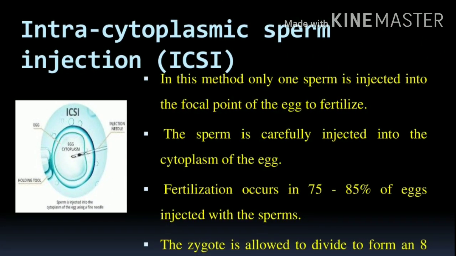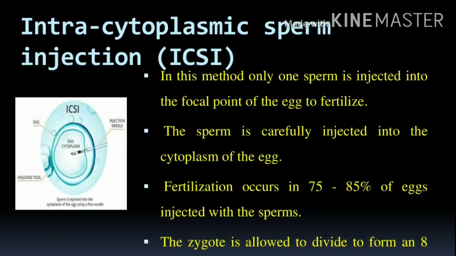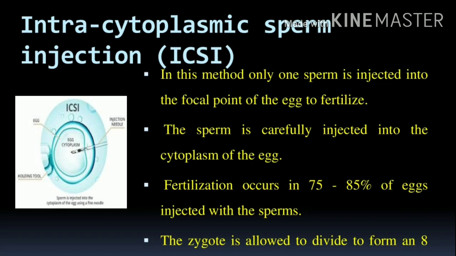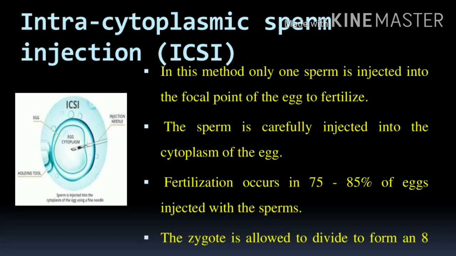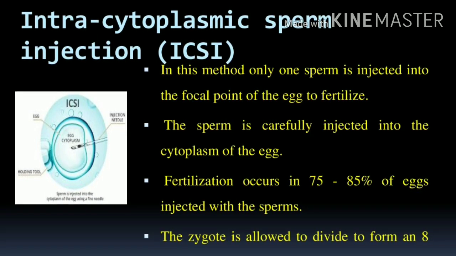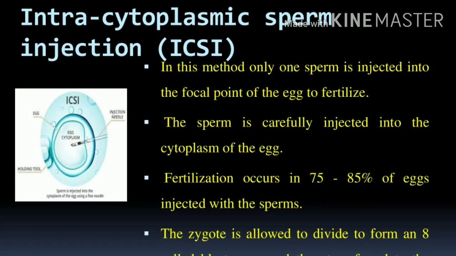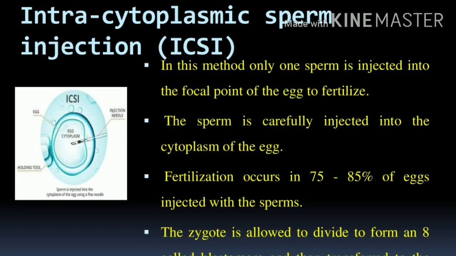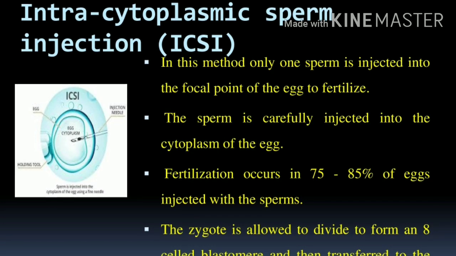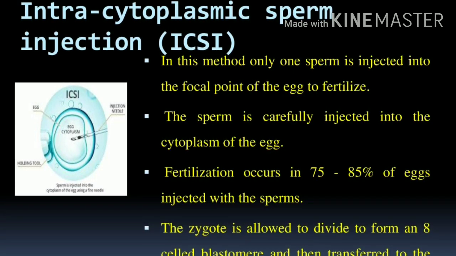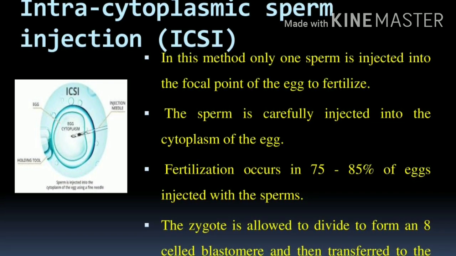Next is ICSI, intracytoplasmic sperm injection. As the name says, the sperm is injected into the cytoplasm of the egg. In this method, only one sperm is injected into the focal point of the egg to fertilize. The sperm is carefully injected into the cytoplasm of the egg. Next, fertilization occurs.